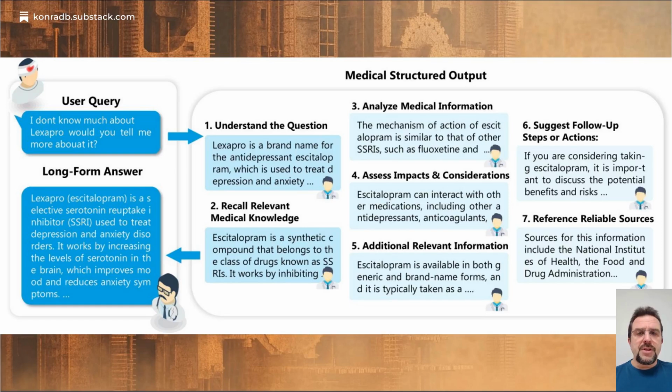Figure 5 demonstrates MedSoCoT in action for a query about Lexapro, escitalopram. The visualization shows how the model breaks down its response into distinct cognitive components, each addressing different aspects of the medication. Rather than generating a single block of text that might miss key information, the structured approach ensures coverage of mechanism of action, clinical uses, potential interactions, and follow-up recommendations. This systematic decomposition helps the model organize its knowledge effectively, resulting in more complete and accurate responses.